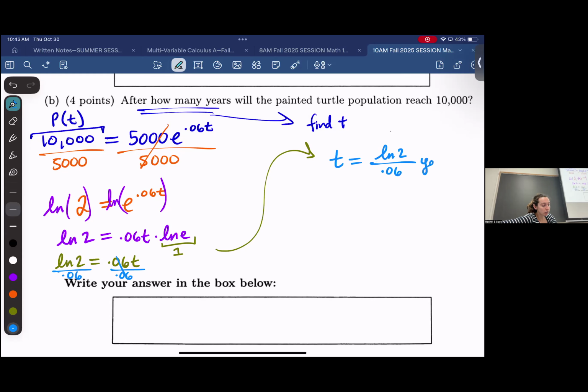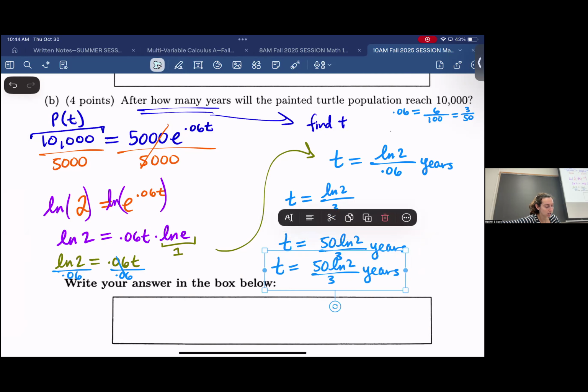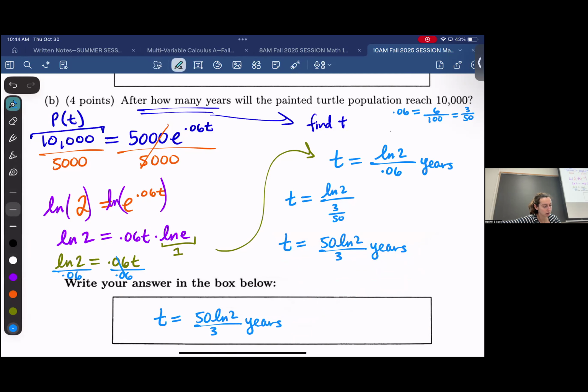If you put it in fractional form, 0.06 is the same as 6 over 100, which is the same as 3 over 50. And so utilizing your keep, change, flip, that's the same as 50 ln of 2 all over 3 years. So either would suffice for your final result. You would get full credit.